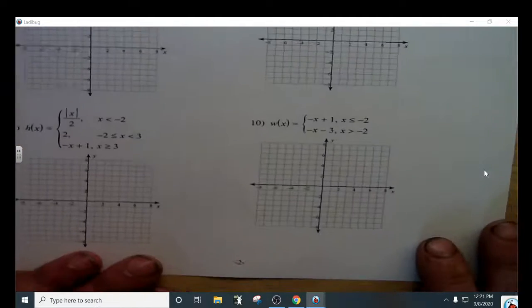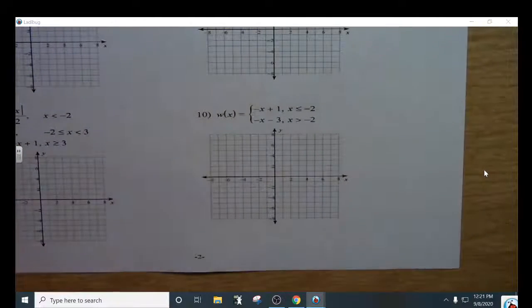Guys, so let's look at number 10. Something kind of simple. Now the first thing we're going to do, not a lot of notes with it, but there's a couple things you're going to have to know in order to understand this stuff at all.